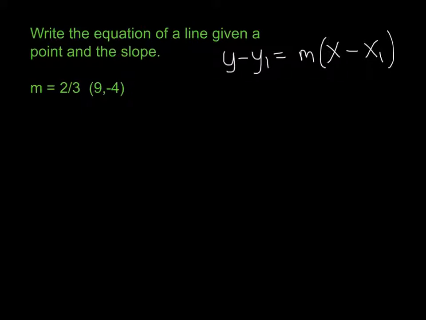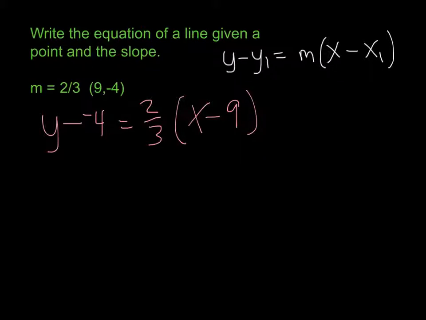So it's going to look like y minus our y value, which was -4, so y minus -4 equals m, which is 2/3, times x minus our x1 value, which is 9. The x value of our point is 9, so we plug that in. And then right here, minus a minus, minus -4 will turn into a +4. So step one is just plugging the numbers in.